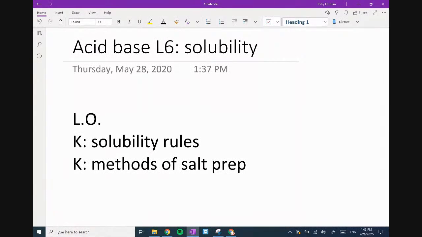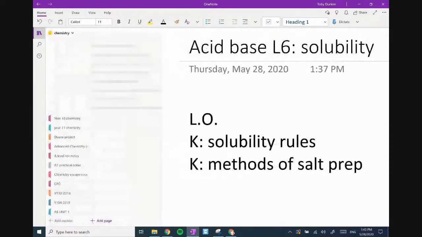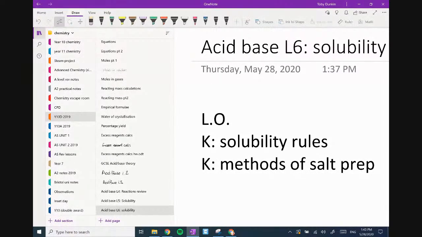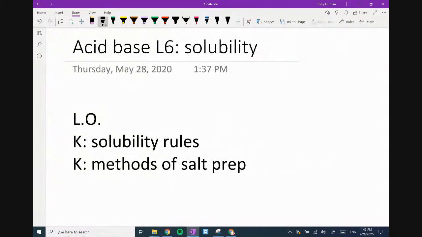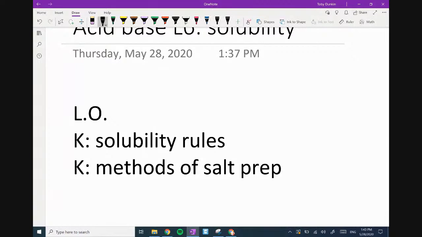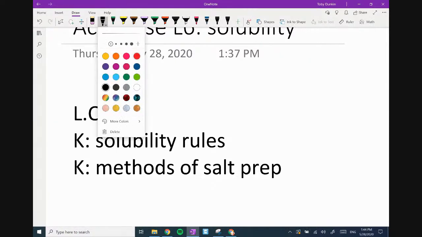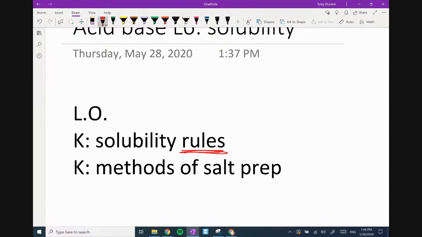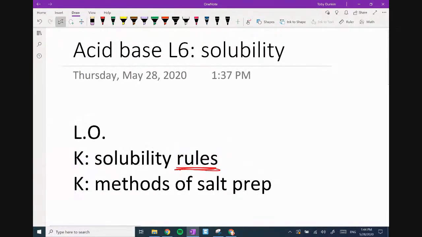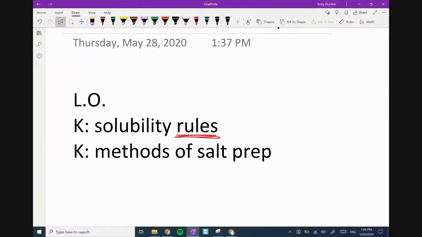Number 1, I need you to know your rules. Key thing. You've just got to learn them, guys. I'll give you some questions for homework, but I need you to know your rules. And I know it sucks having to learn stuff. I always say, learn as little as possible. But there are some bits of chem which it's just easier just to learn. I'll make it as easy as possible. So you need to know your solubility rules, and then we're going to talk about the methods of salt prep.